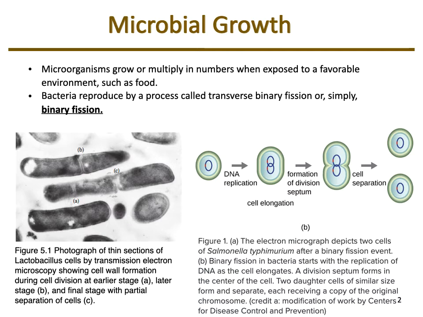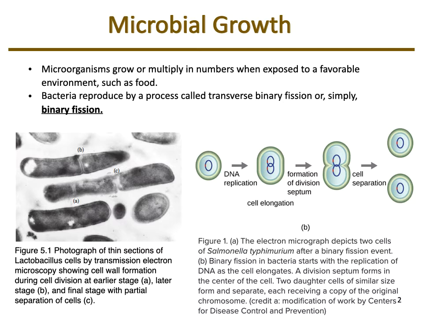So looking at microbial growth, microbes are going to grow by multiplying in number. And this happens when there's favorable environments. So this can happen in food. And again, in a medical microbiology class, we think about this happening in a host. For bacteria, the process they undergo is binary fission. So this is replicate DNA, grow a septum, and separate and repeat the process.